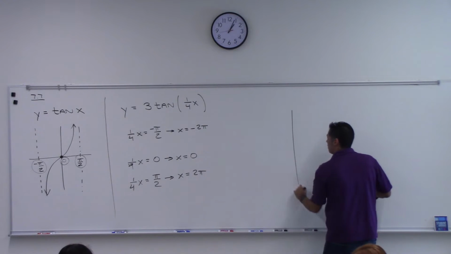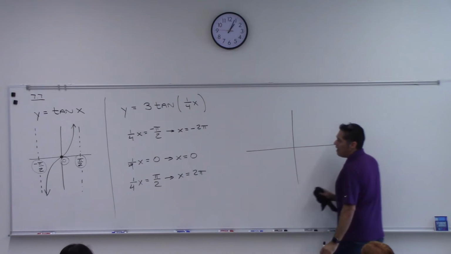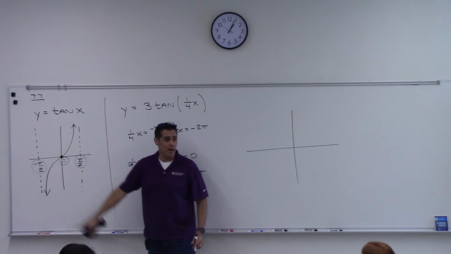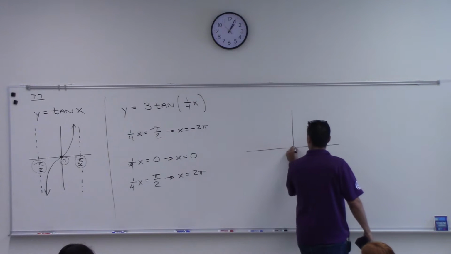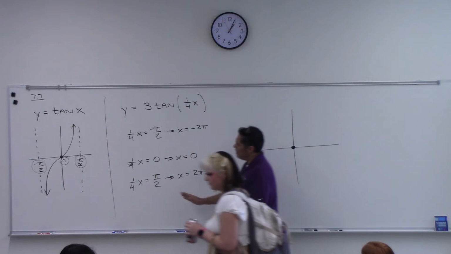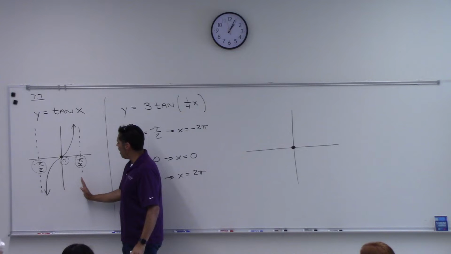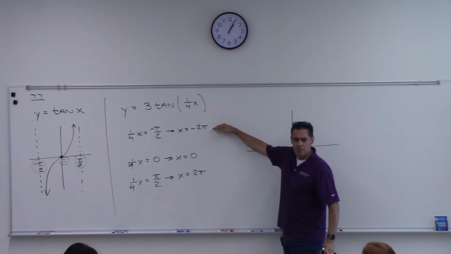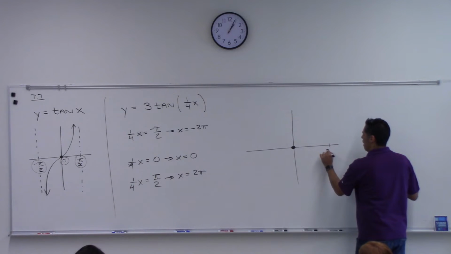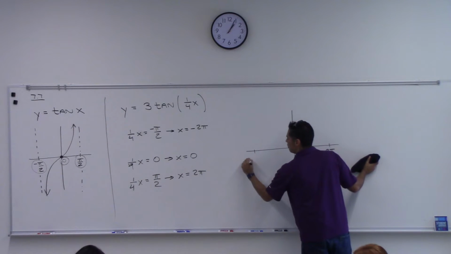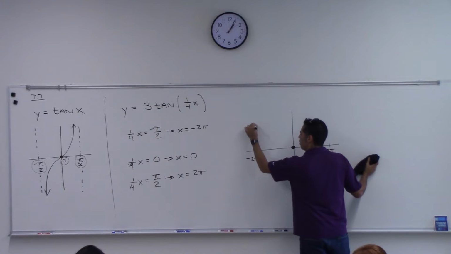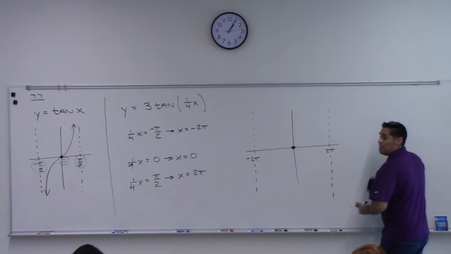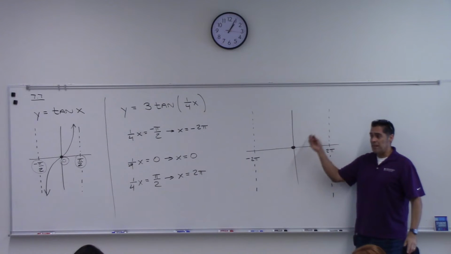So when I go to graph this, I know that this middle point should correspond to where I have 0 for my graph. So I know I should go through here. But instead of one of the vertical asymptotes occurring at pi over 2 and the other at negative pi over 2, they're going to occur at 2 pi and negative 2 pi. So I'm just going to put over here 2 pi, over here negative 2 pi. I'm going to draw vertical asymptotes or dotted lines here. And then I'm going to try and draw my tangent function.